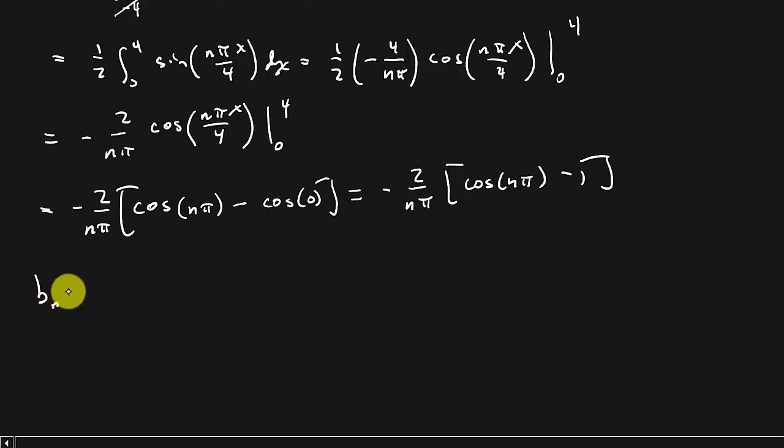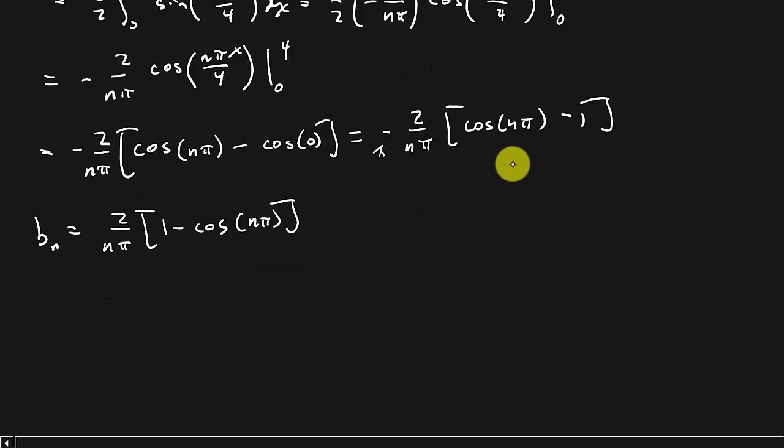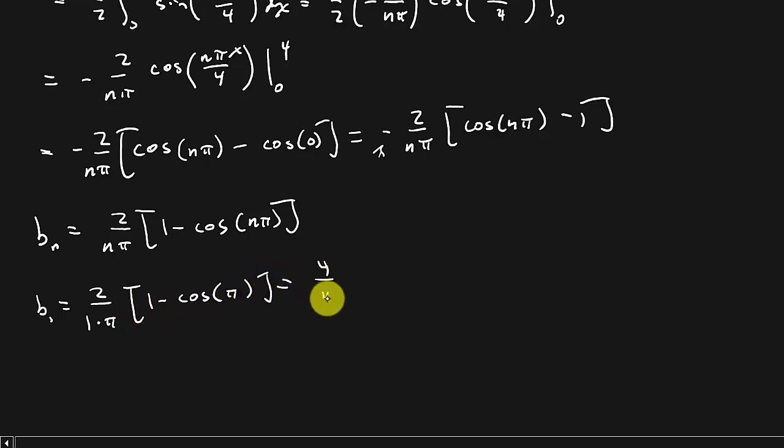So b sub n is equal to, and I'm going to distribute this negative sign, so that's 2 over n pi times 1 minus cosine n pi. I just distributed the negative, so that's minus cosine plus a positive 1. And we're done now. So I can find b1, which is 2 over 1 times pi times 1 minus cosine pi, and that ends up giving me 4 over pi.